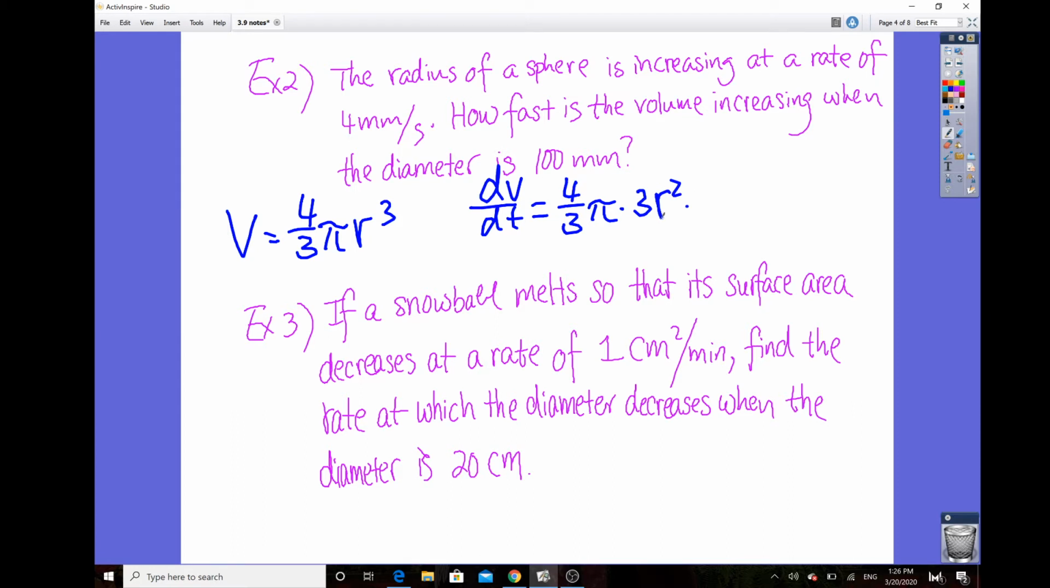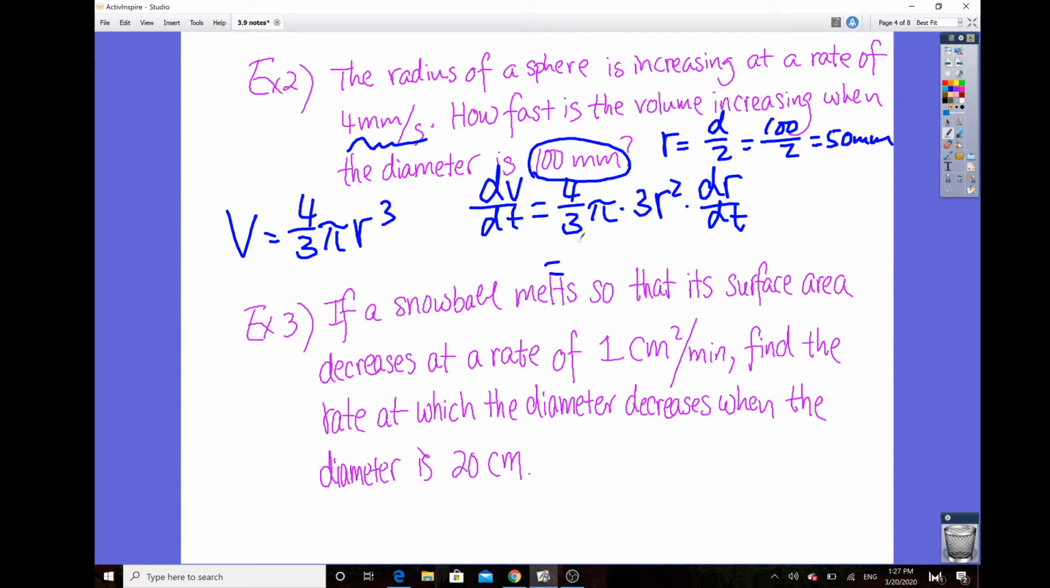But don't forget one thing. r is a variable, so we need to take the derivative of that implicitly. So dr over dt. Again, the rate of change of the radius is 4 millimeter per second, and we want to find the rate of change of the volume when the diameter is 100 millimeter. This is just mentioning the diameter, so the radius is half of the diameter. So it's 100 over 2, which is 50 millimeter.